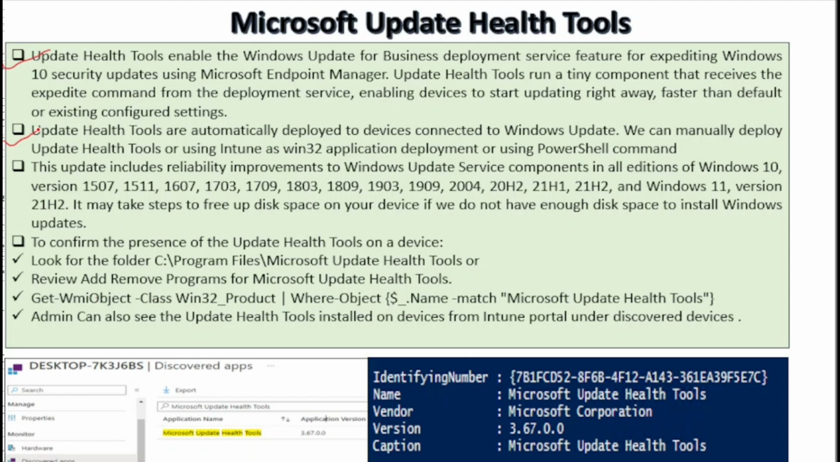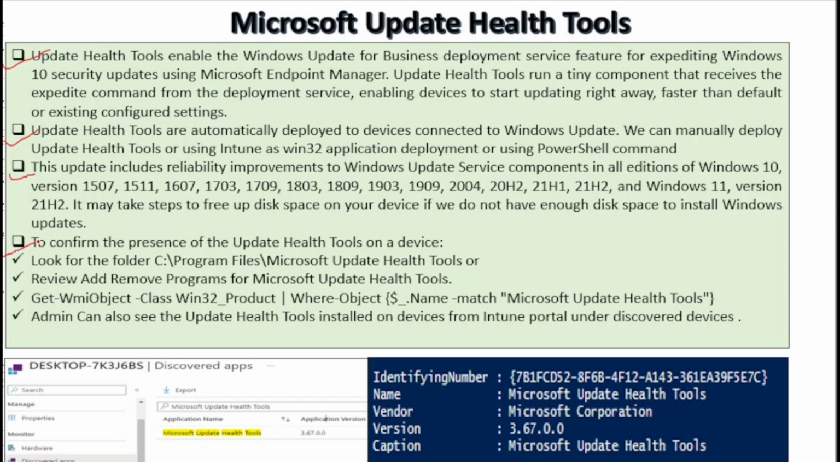We can manually deploy Windows Update Health Tool or use Intune as a Win32 application deployment. This update includes reliability improvements for the Windows Update Service component in all editions of Windows 10 version starting from 1507 and Windows 11 versions. It may take steps to free up disk space on your devices if you do not have enough disk space to install the Windows Update.